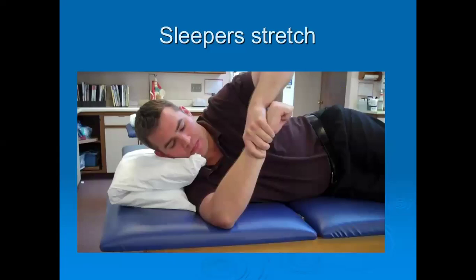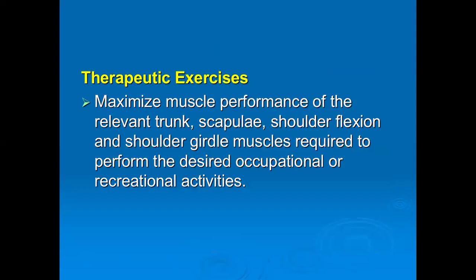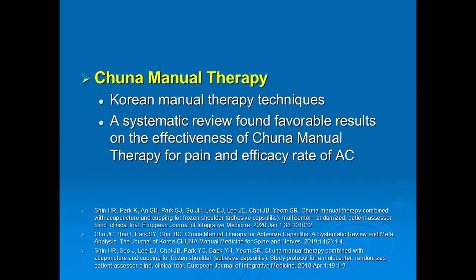This is the sleeper stretch, which is an alternative for the posterior capsule tightness. In the therapeutic exercises, we will maximize the muscle execution of the relevant scapula, flexion, and shoulder girdle muscles, which are required to execute the desired occupational and recreational activities.